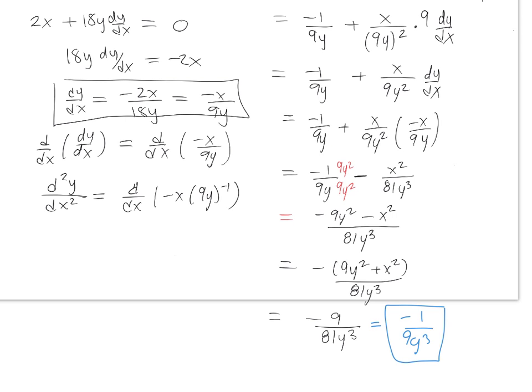Would you? No, and if the numerator had not been 9y squared plus x squared, you couldn't do that. It's because that's what the original equation you had was. I'm not even sure why it happens in all of these cases, but it does happen for these second derivatives. So just be aware.